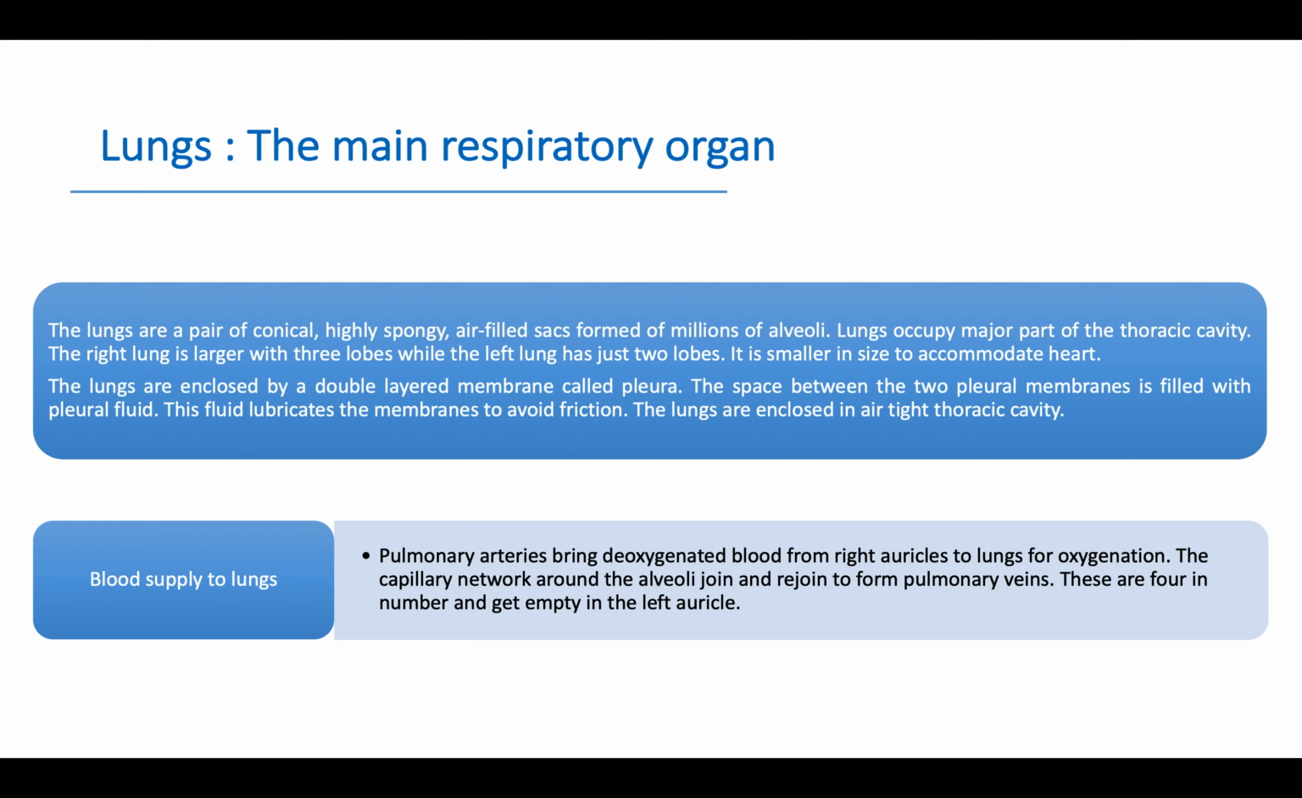Blood supply to lungs. Pulmonary arteries bring deoxygenated blood from the right auricle to the lungs for oxygenation. The capillary network around the alveoli joins and rejoins to form the pulmonary veins. These are 4 in number and empty into the left auricle.